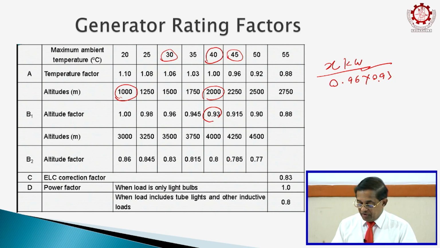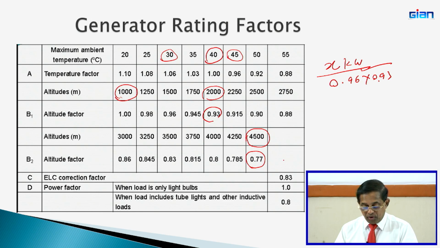You can see if it is say 4500 meters altitude, then you will have a substantial increase in the required capacity. Your altitude factor is 0.77. These are typical values I have put. Maybe you can look for even higher altitudes from a suitable handbook. And the electronic load control factor comes in only for the non-grid connected power plants, which are usually village hydro kind of things.